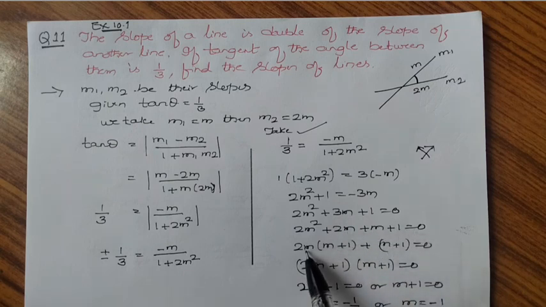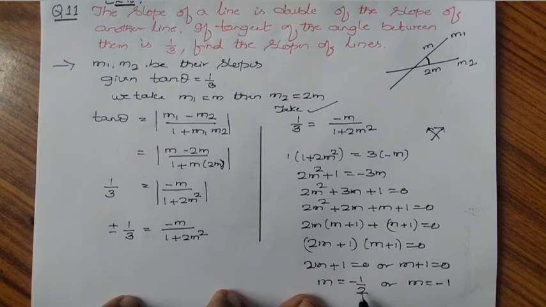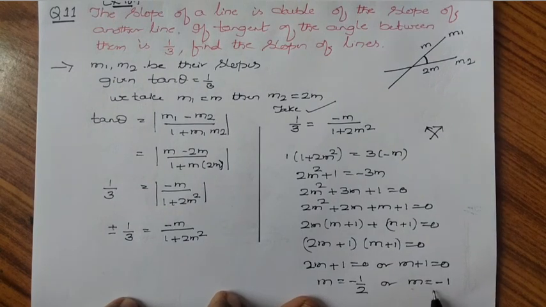Next we take 2m as a common factor: 2m into (m plus 1) plus (m plus 1) equals 0. Next I take m plus 1 as a common factor, then 2m plus 1 is left over. That is, either 2m plus 1 equals 0 or m plus 1 equals 0. On simplifying, we get m equals minus half or m equals minus 1. So here, m is minus half or minus 1.